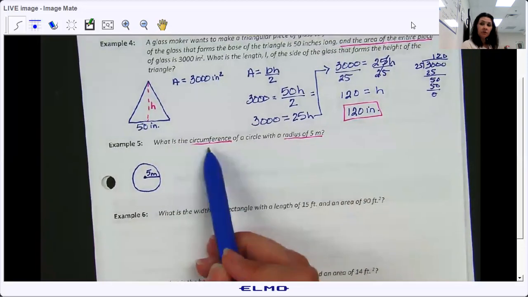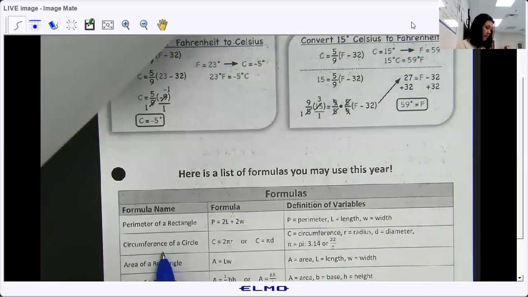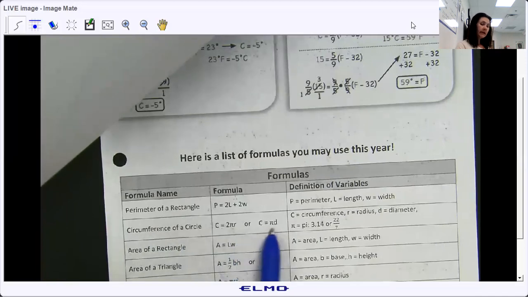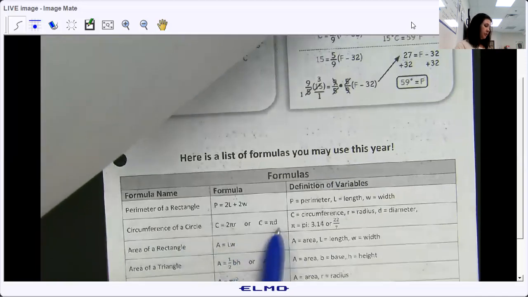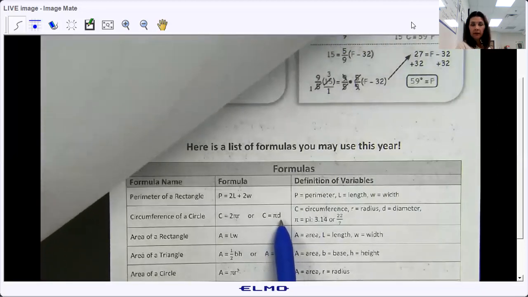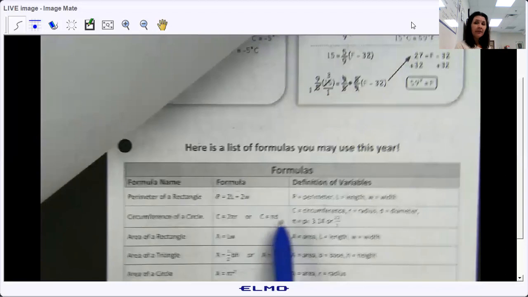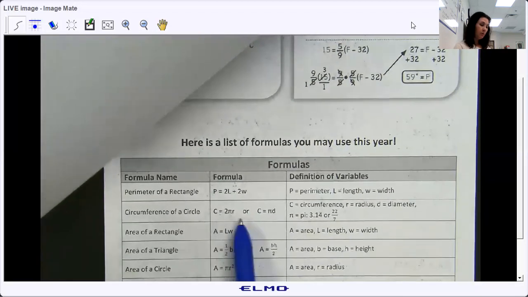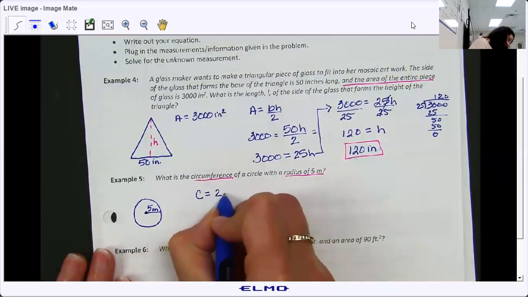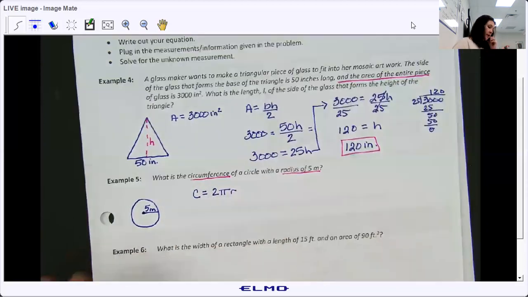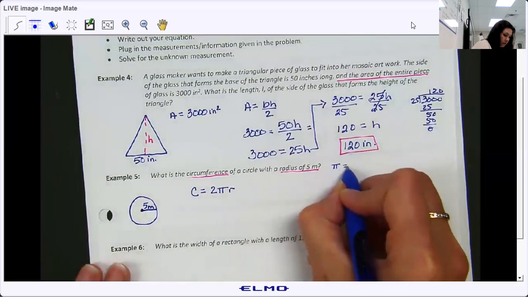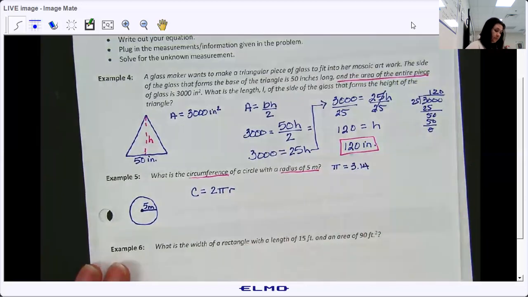Well, it's asking for circumference, so I'm going to look and find what the circumference of a circle is. There's two formulas, 2 pi r or pi times the diameter. So there's two ways you could do this. If you wanted to just do pi times the diameter, you just double the radius. But if you forget that, you'll want to use 2 pi r, so I'm going to use 2 pi r. The other thing you need to know is, what is the value of pi? We're going to use 3.14.